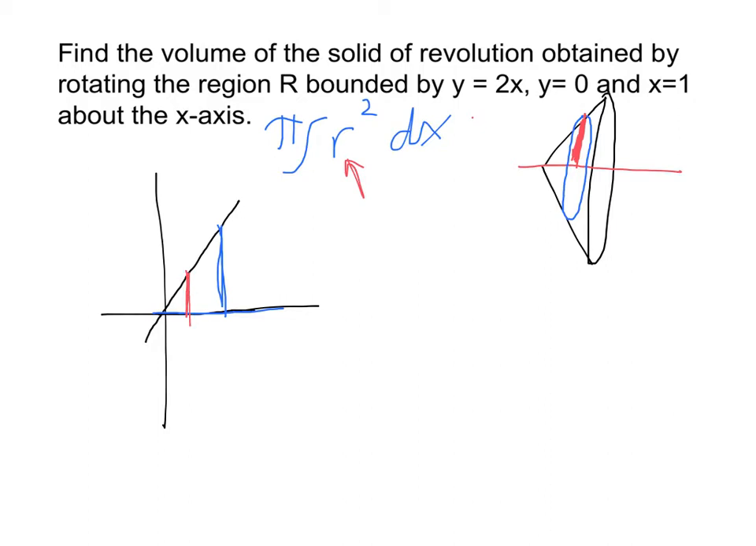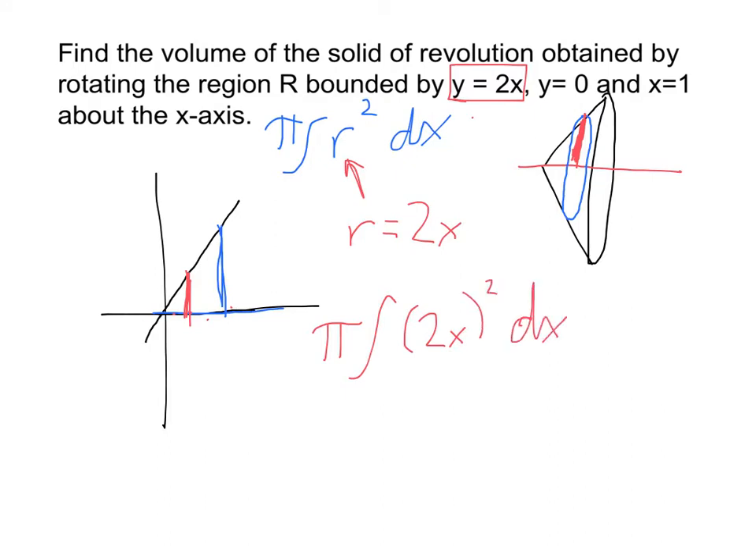That distance right there. How far is that? Well, that depends on where we are on the x-axis. But that height is always determined by the function y equals 2x, which means your radius is always 2 times the x value, whatever x value you're on. So this integral is going to be pi times the integral of 2x, which is your radius, squared, as x moves from 0 to 1. 0 and 1, the lowest x value to the highest x value.